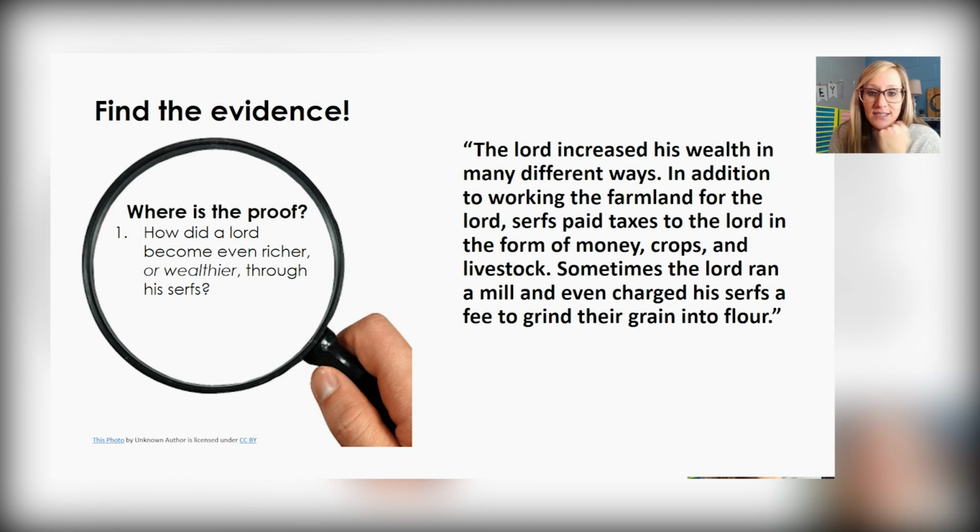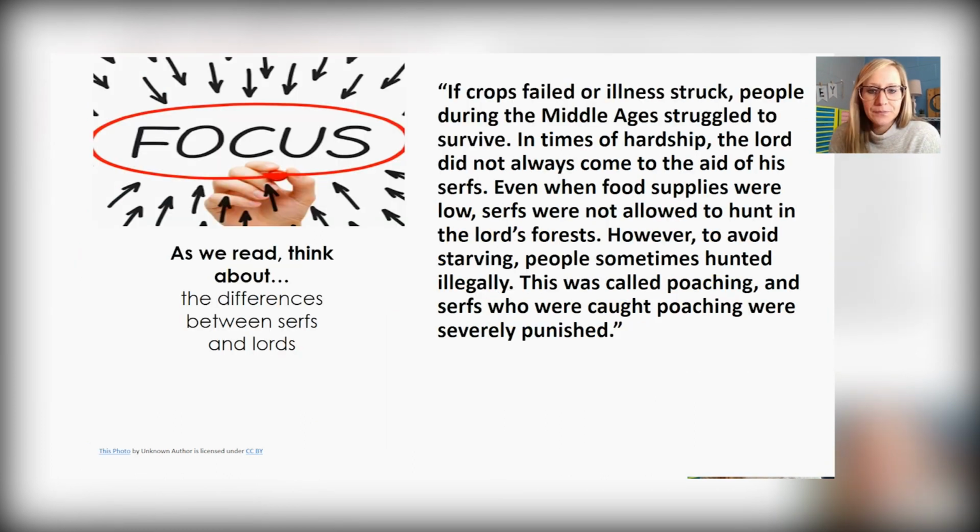Well, the very first sentence says that the Lord increased his wealth in many different ways. We can see in the text that it tells us that serfs had to pay taxes to the Lord in the form of money, crops, and livestock. Even sometimes he charged his serfs for them to grind their grain into flour. So we can see how these details from the text help support that question. And I'm starting to think that it almost appears like the serfs have trouble, I guess, trying to improve their lives. So we'll read on just a little bit further.